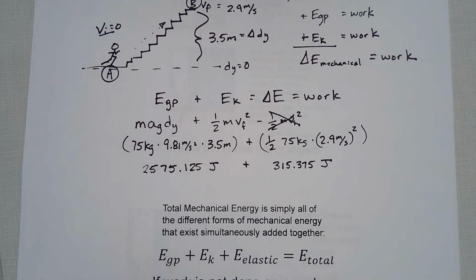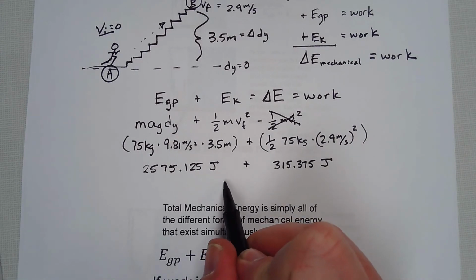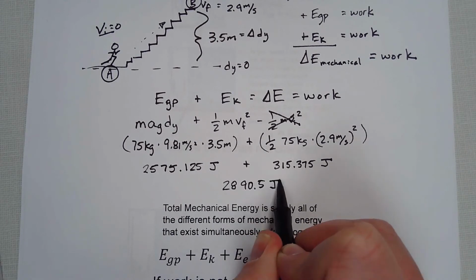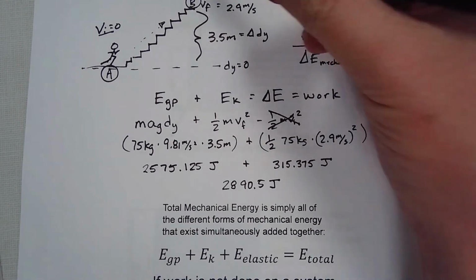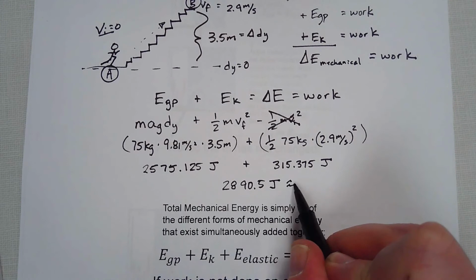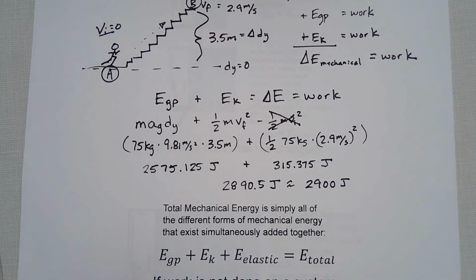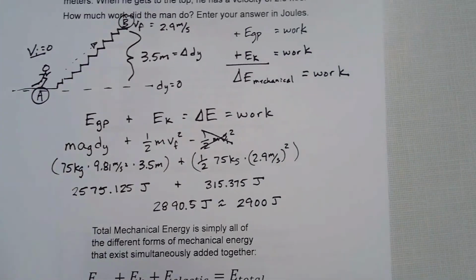If we add these two together, we end up with a total new energy of 2,890.5 joules. We only had 2 sig figs in our given, so we would round that to 2,900 joules of energy. Now, if you're thinking, man, what a great way to lose weight, a couple of things you need to know.